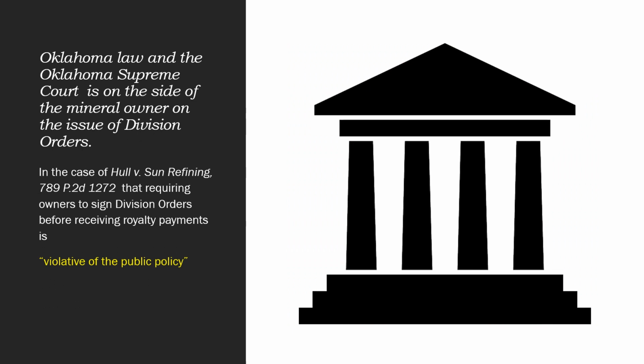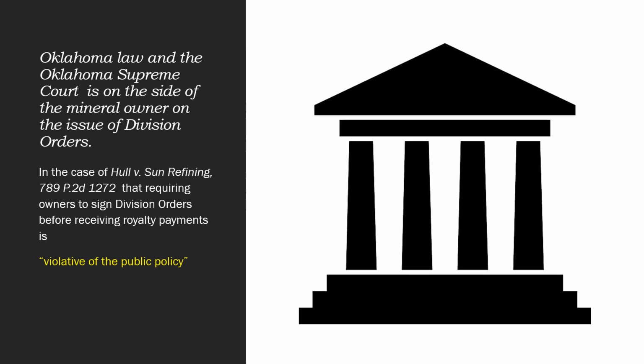Well, Oklahoma statutes and the Supreme Court are on the side of the mineral owner on the issue of division orders. In fact, there's an Oklahoma Supreme Court case called Hull versus Sun Refining. The company was not paying a mineral owner its royalties, and the reason for it is they said the owner did not return a division order.